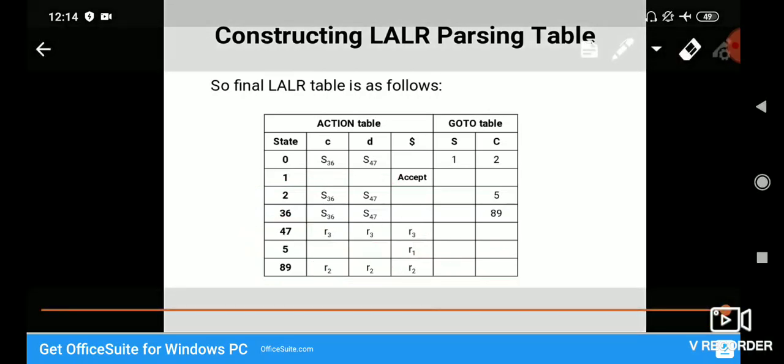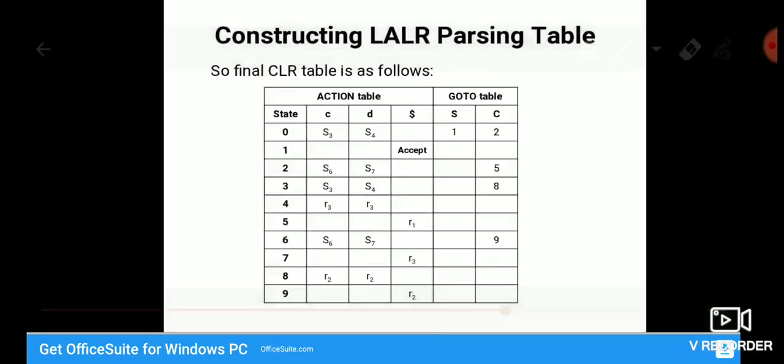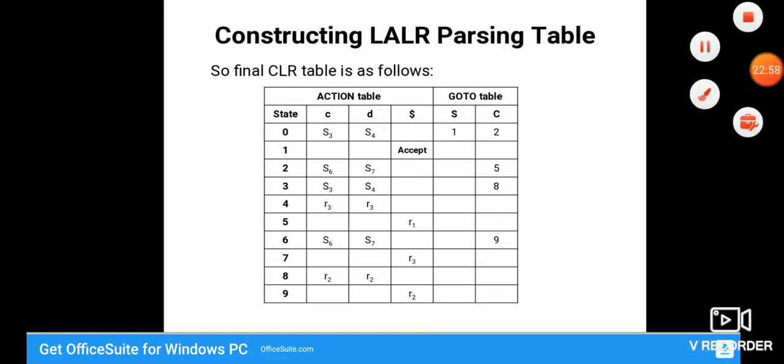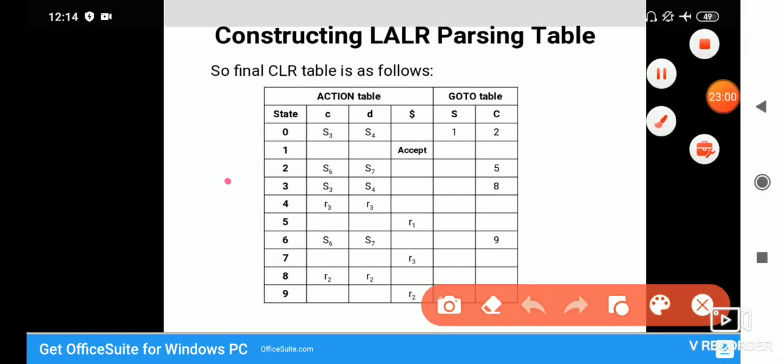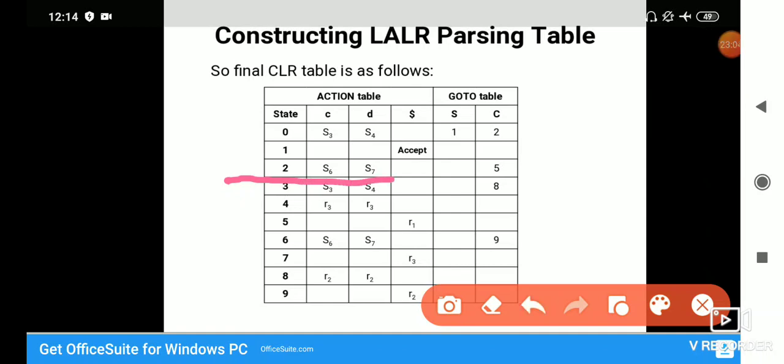We will once again compare. We will go back to that particular table, and we observe that in the 2nd row it was written as S6 S7. So now we don't have S6. We have S36. In place of S6 it is written as S36. In place of S7 it is written as S47.